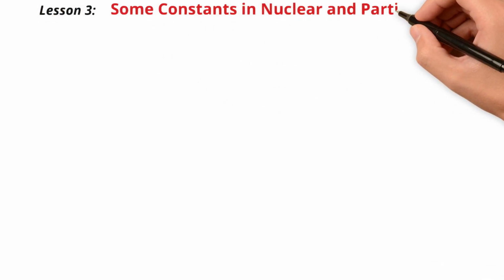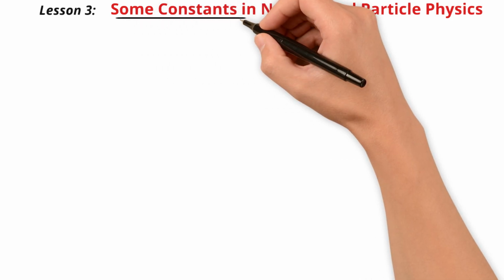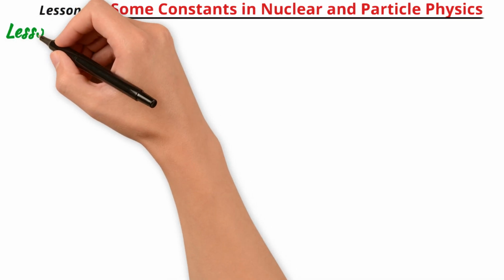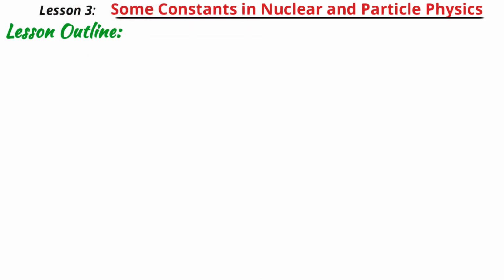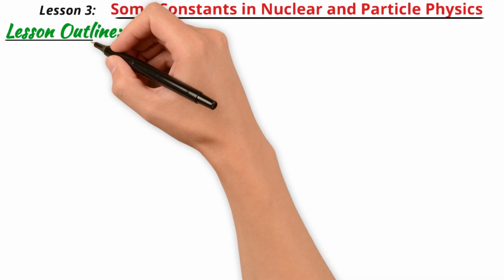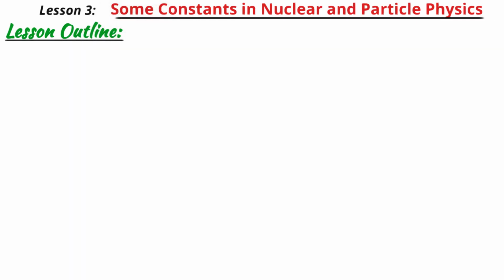Lesson 3, some constants used in nuclear and particle physics. Now, in the last lesson, I talked about the basics of nuclear physics, and one of the things I talked about was certain units that are used in nuclear physics. Now, we are going to see some constants that are used in nuclear and particle physics.